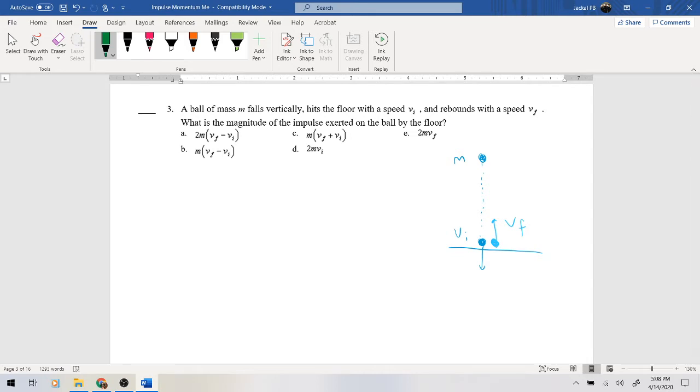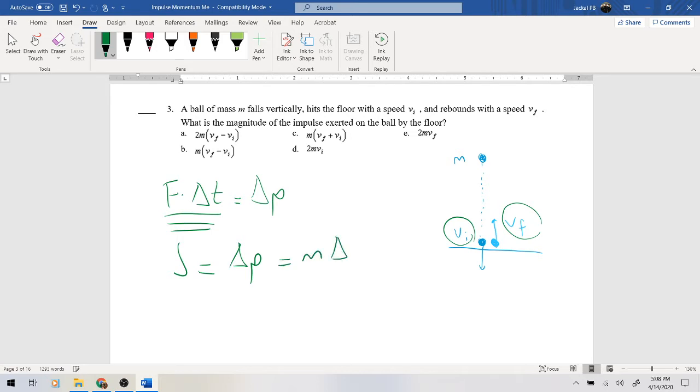All right, so you have an object dropped from a certain height. Right before it hits the ground, its initial velocity is just vi. Right after it bounces off, its velocity is v final. And the question is, what is the magnitude of the impulse? So impulse is F delta t. F delta t is change in momentum, or this is the definition of impulse anyway, so you can just directly use delta p. So what is delta p? It's m delta v, and then it's just going to be m times (v final minus v initial). So in that case, this is the equation.